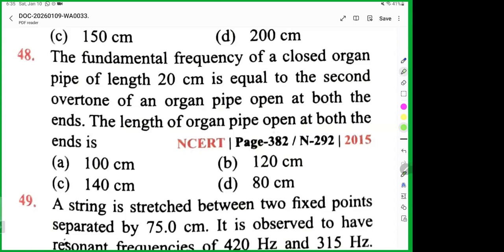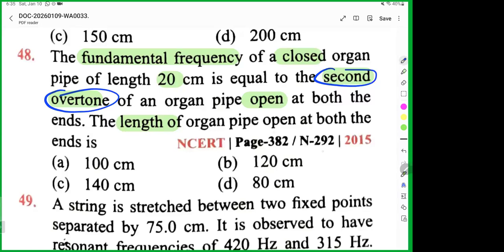Just I am telling you how question is asked. Same fundamental frequency, same closed pipe, length is given this, overtone is this of open organ pipe, and you have to calculate length. Same method. What is the difference? There you had third harmonic, here you have second overtone. Everything else is same. I won't solve the question. I'm not telling you the answer. I'm telling you the method is same.